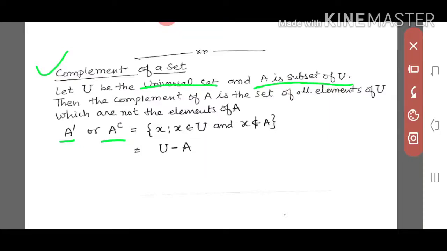So what is A dash, or A complement? It is equal to the set of X such that X belongs to the universal set and X does not belong to A. Means you write all the elements of the universal set which do not belong to A. Means you can write U minus A also. So hope you understand this.